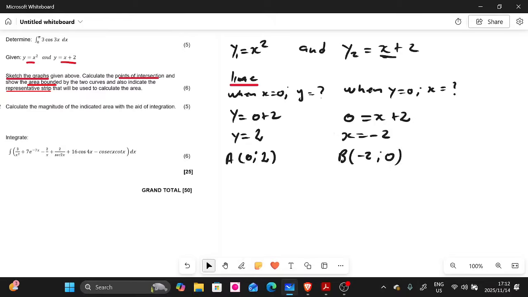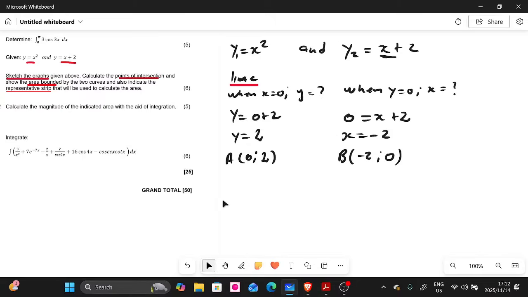Guys, when you draw a straight line graph, don't stress yourself. You only need 2 points, nothing more, just 2 points. These A and B points are enough. Remember, you just need those 2 points, then you connect, and then you have a straight line graph.